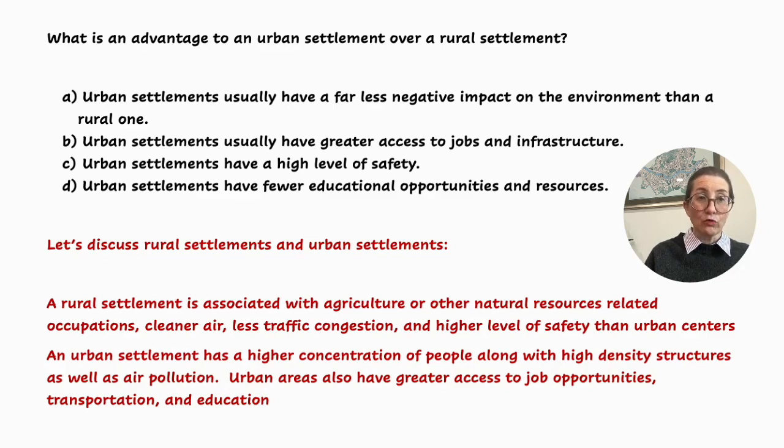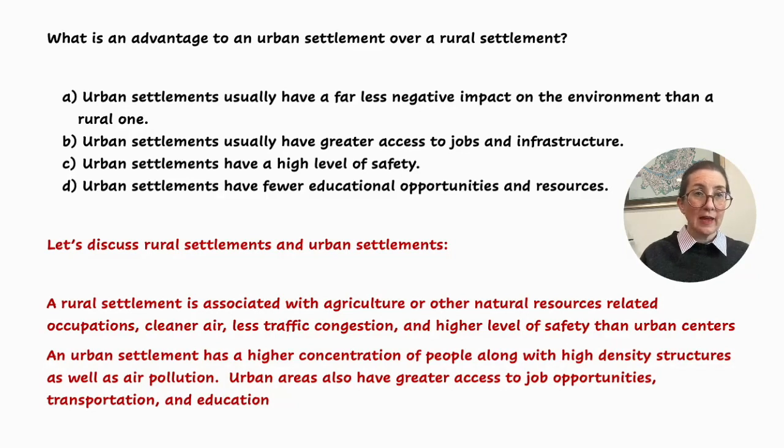So let's discuss rural settlements and urban settlements. A rural settlement is associated with agriculture or other natural resources related occupations, cleaner air, less traffic congestion, and a higher level of safety than urban centers. An urban settlement has a higher concentration of people along with high density structures as well as air pollution. Urban areas also have a greater access to job opportunities, transportation, and education.